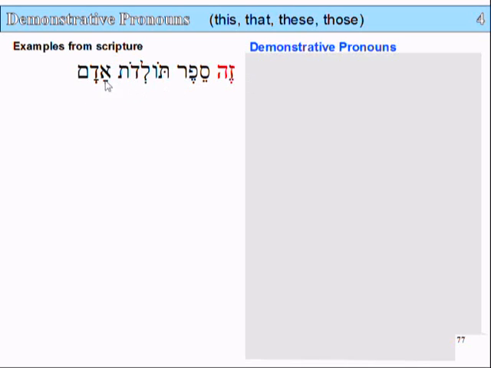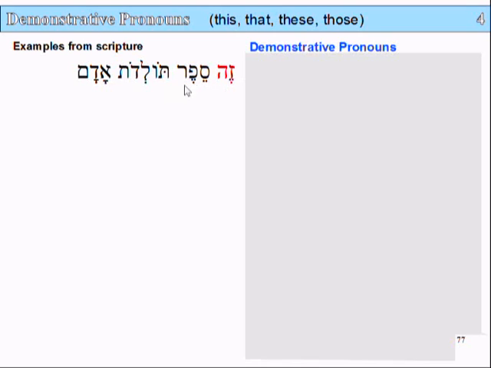Toledot Adam. By the way, you may not be able to see this, but there are actually two dots underneath the lamed. That means it's a vocal shva or a silent shva. It's a vocal shva because it's preceded by a long vowel. So it's tol-le-dot, a very short eh sound and then dot. And toledot means generations.